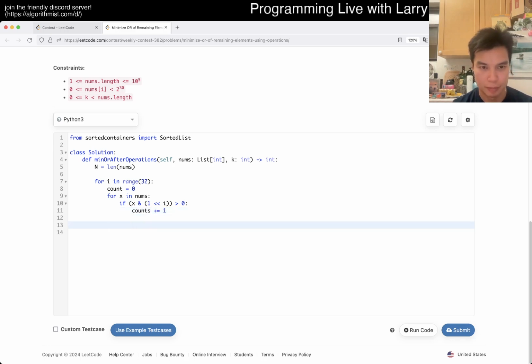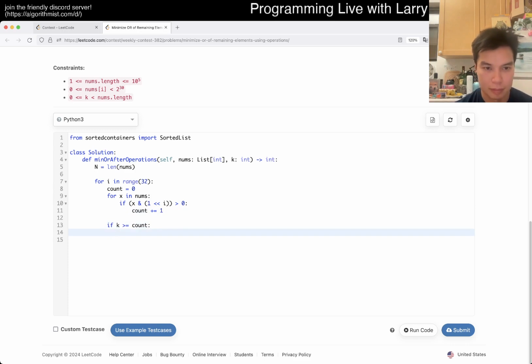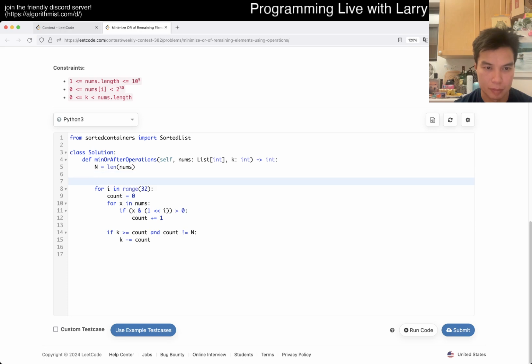Okay, so then if k is greater than or equal to count, then n, if count is not equal to n, then subtract count. Else, if count is greater than 0, then... can it be that? I don't get it.